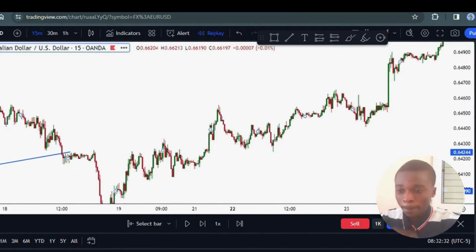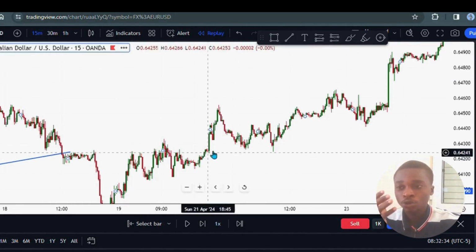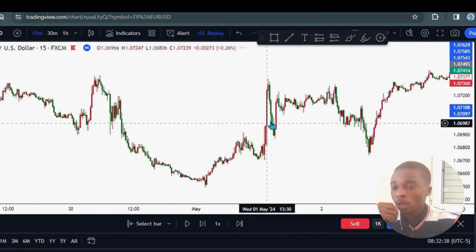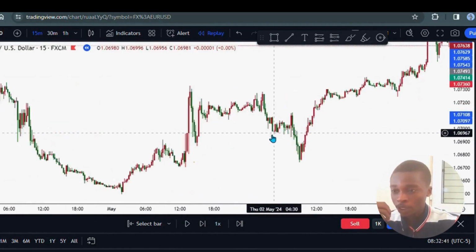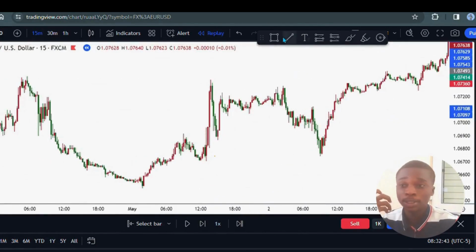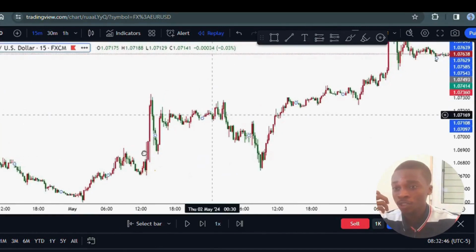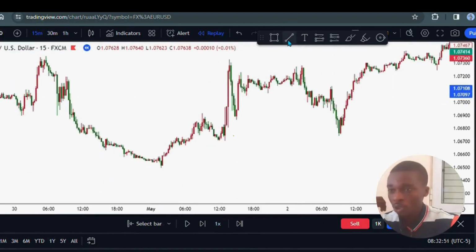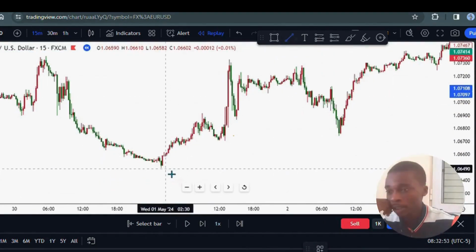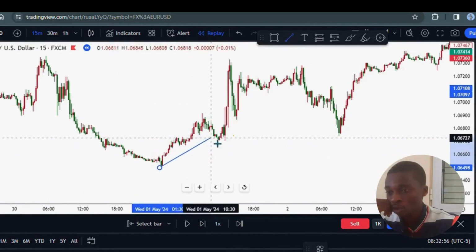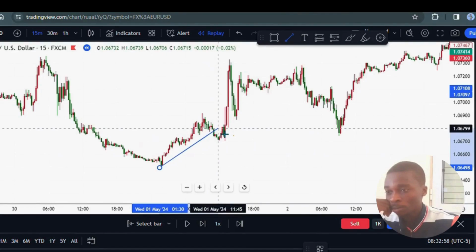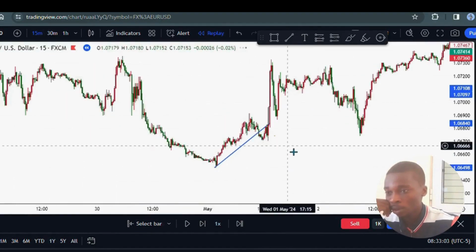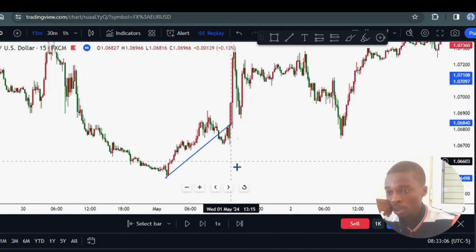So let me show you another example, another mistake that most traders make when it comes to drawing trend line. If you look at this chart, this is Euro USD chart, a 15 minutes chart. Most traders will just go ahead and draw a trend line like this, thinking that this is a breakout.